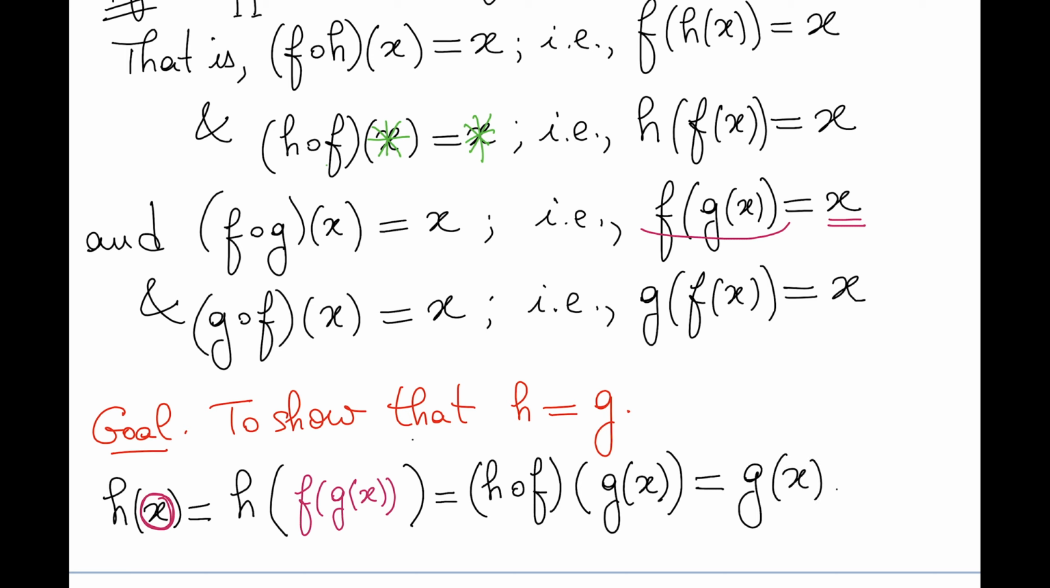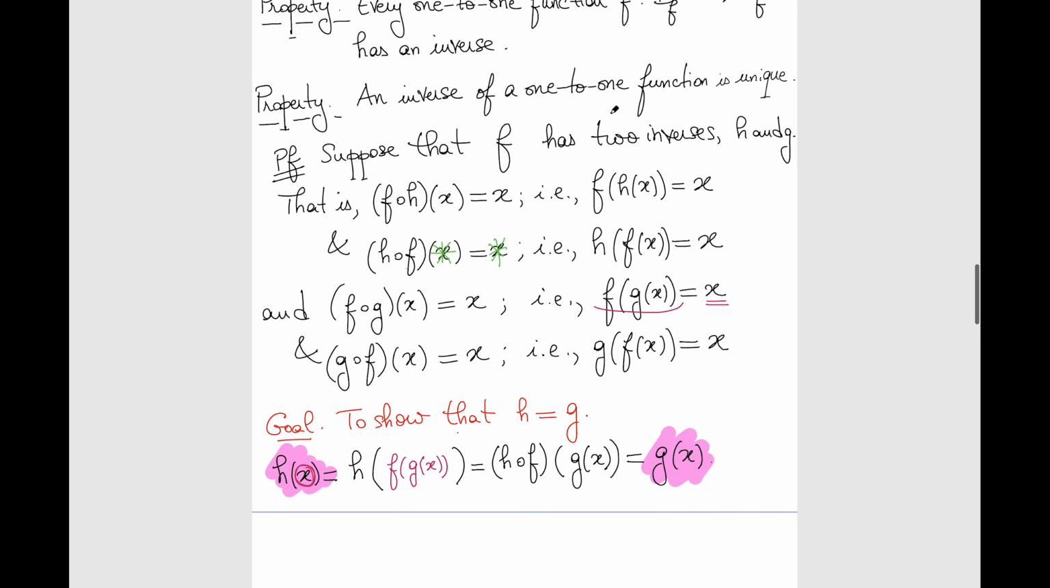And now look what we have. So we have that this guy is equal to this guy. Isn't that what we wanted to show? Very good. So H and G are the same. They produce the same output once you plug in the same input. As such, the two functions are the same, and hence, when an inverse exists, it must be unique. You cannot have multiple inverses for the same function.